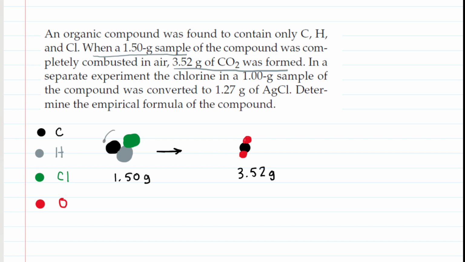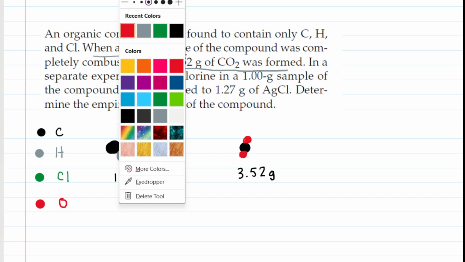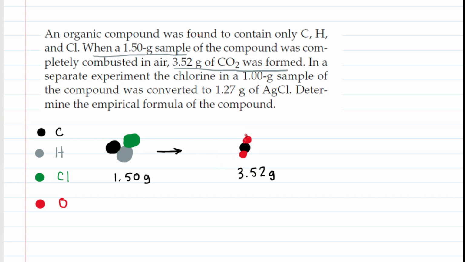We have the unknown compound consisting of carbon in black, hydrogen in gray, and chlorine in green, and then a combustion reaction was done, and in that combustion reaction we formed 3.52 grams of CO2. Oxygen is in red there. Our strategy is to figure out what percent of the original compound was carbon. So we're trying to find what's called the mass percent of carbon in this compound.